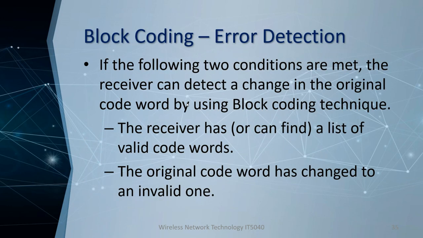Then I am going to discuss error detection in block coding. If the following two conditions are met, the receiver can detect a change in the original code word by using the block coding technique. The first one is the receiver has a list of valid code words. The second one is the original code word has changed to an invalid one.